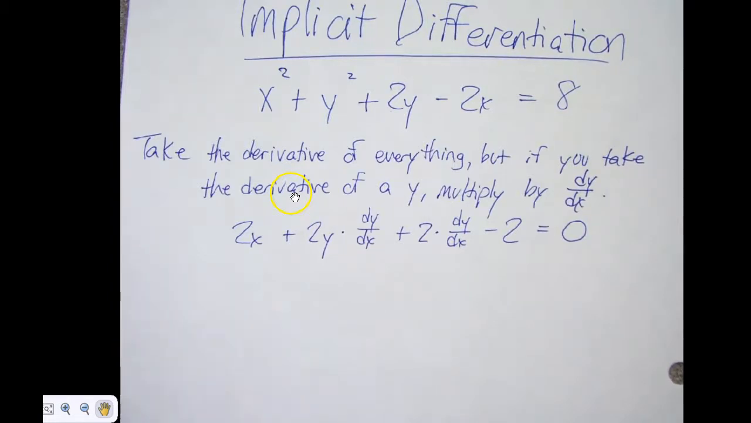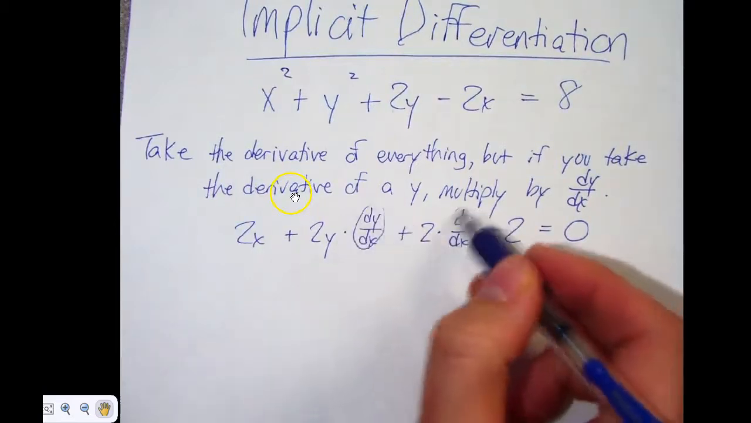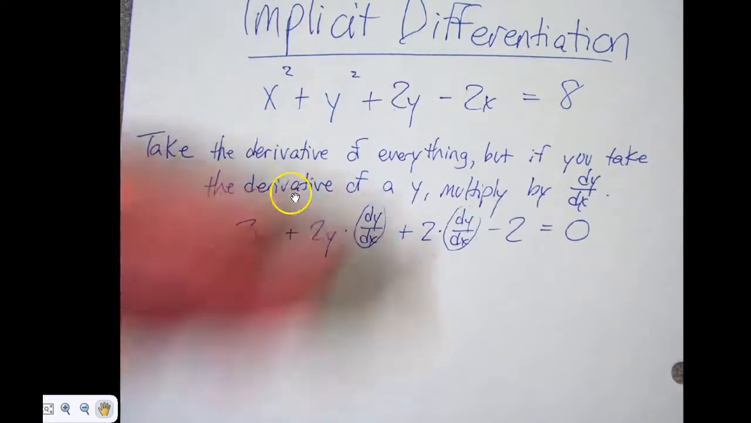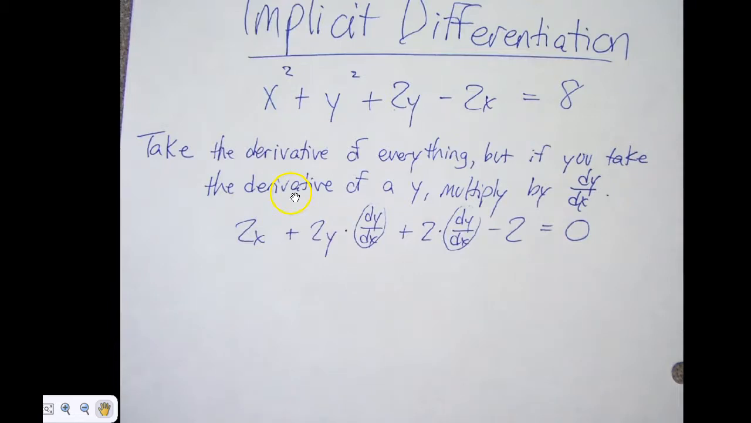Alright, now I just have an algebra equation. My variable is this, and I want that by itself. I basically just want to isolate the dy over dx. I'm going to describe that process, but it's not any different than solving a typical algebra equation.